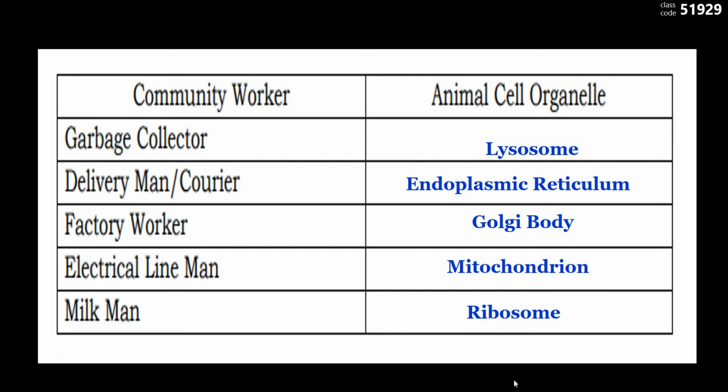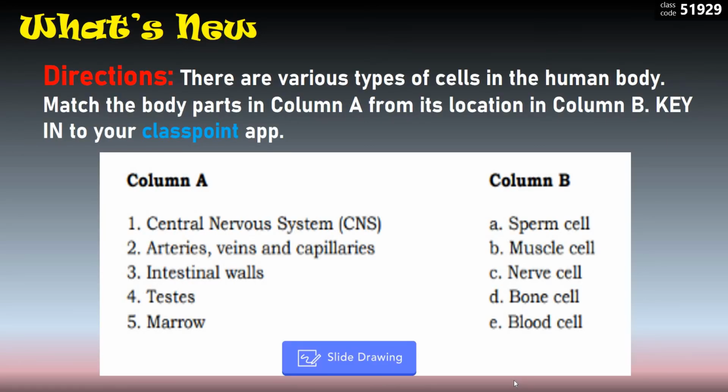For garbage collector, it is lysosome. For delivery man, courier, it is endoplasmic reticulum. For factory worker, it's a Golgi body. Electrical lineman, mitochondrion, and milkman, ribosome. Very good. What's new? This is another activity.